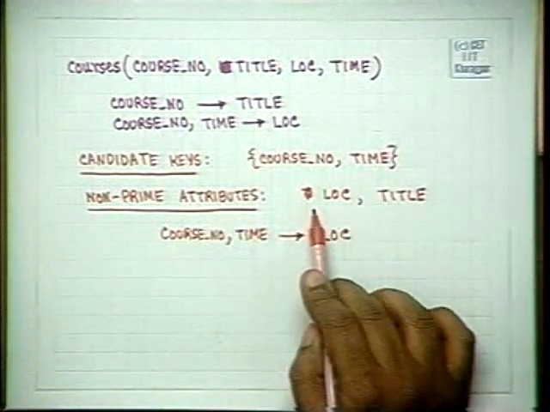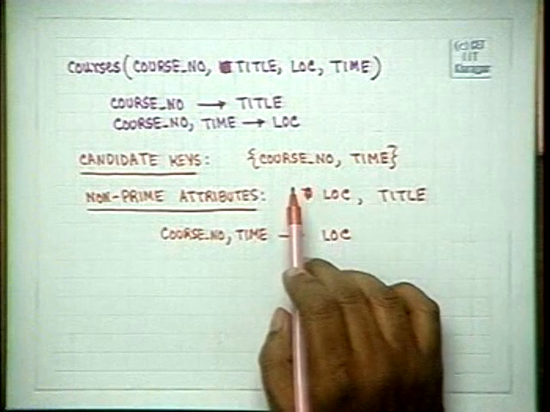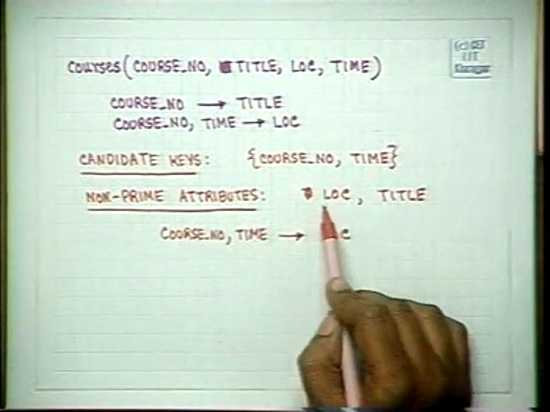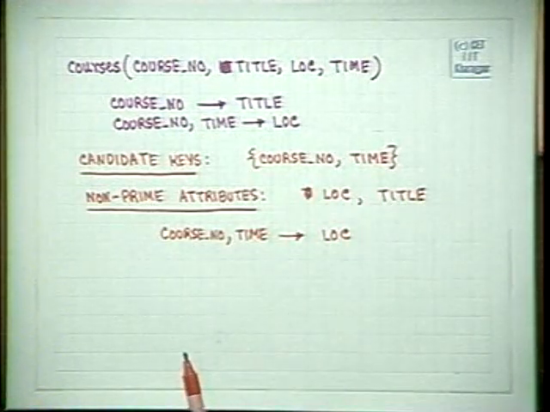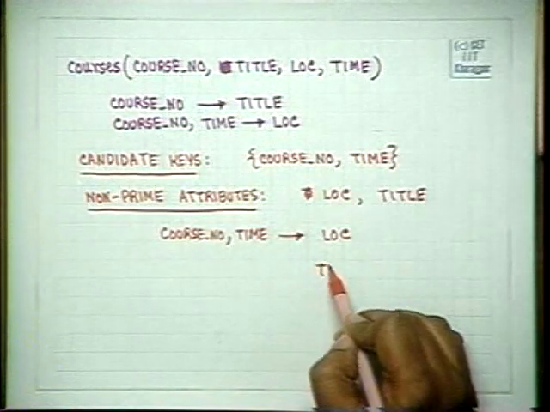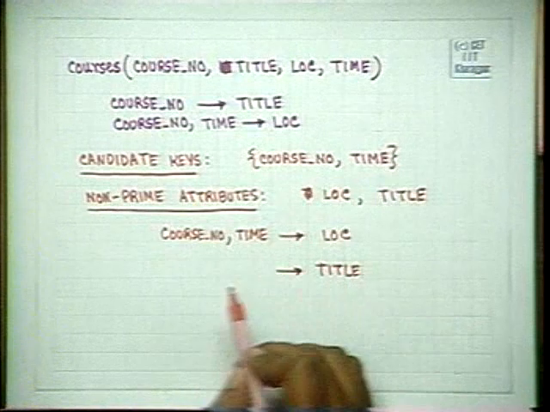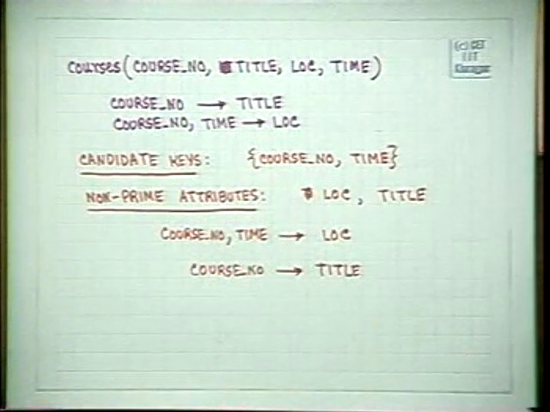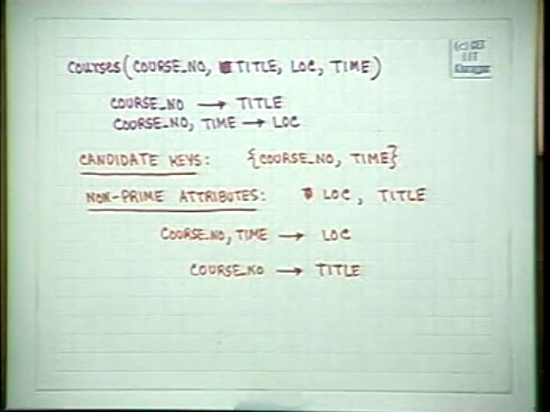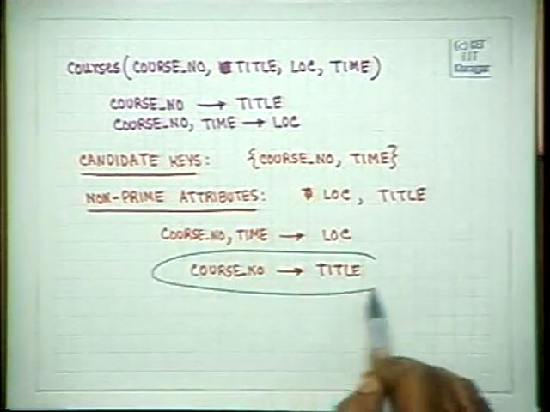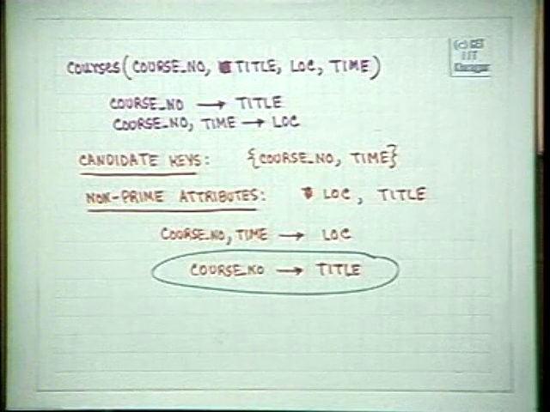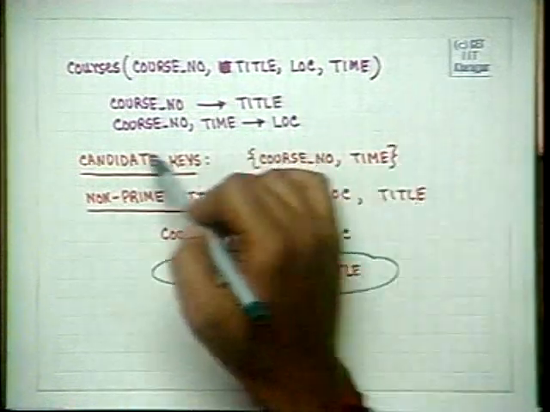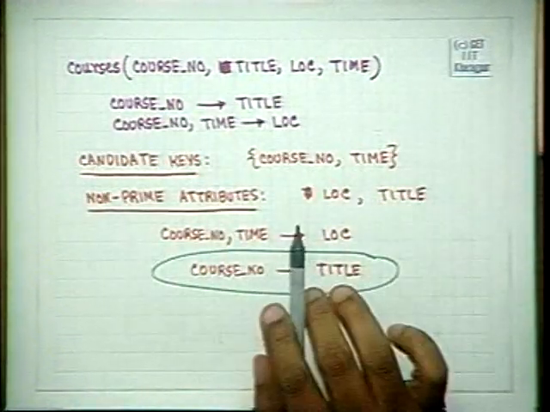That these non-prime attributes will be functionally dependent on the candidate keys is obvious, because these are by definition the candidate keys. But title is not fully functionally dependent. Location is fully functionally dependent, but title depends only on a subset. So this non-prime attribute is not fully functionally dependent on some candidate key. Therefore, this relation is not in second normal form.